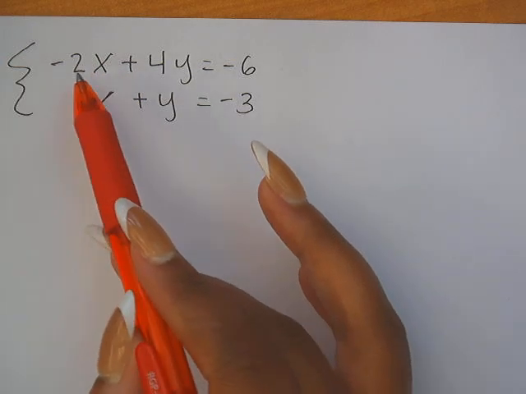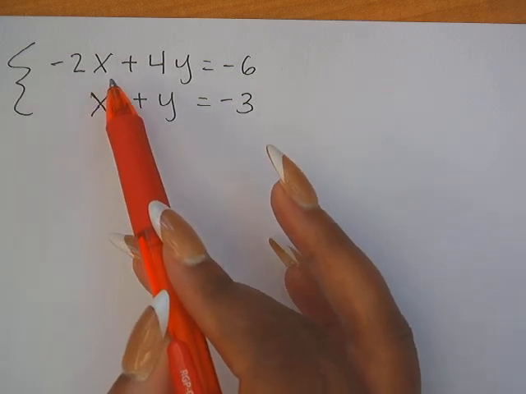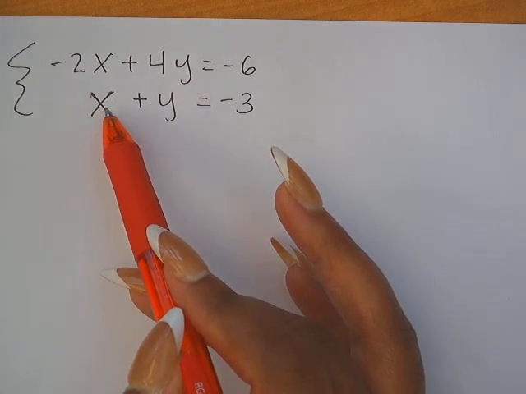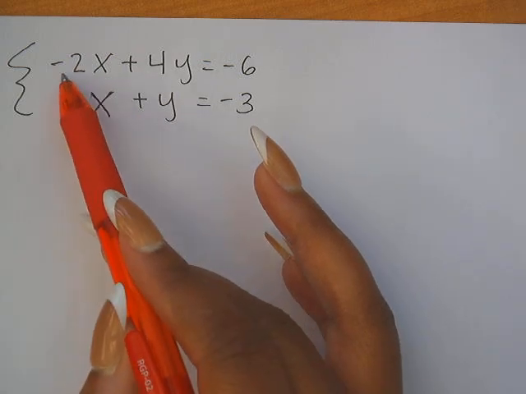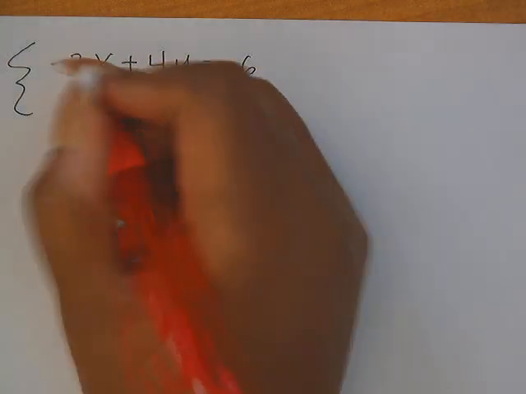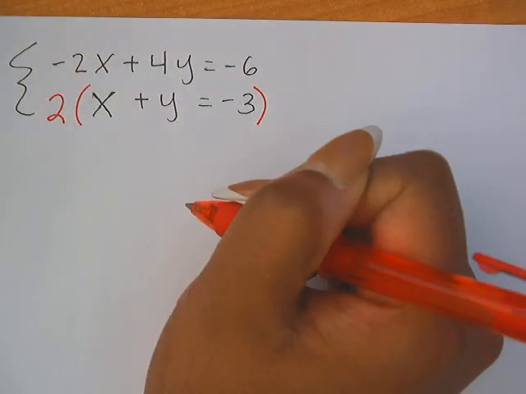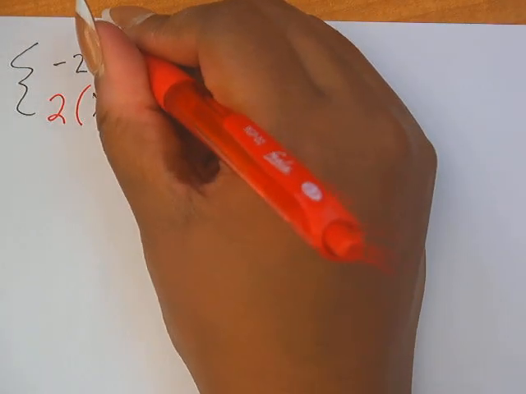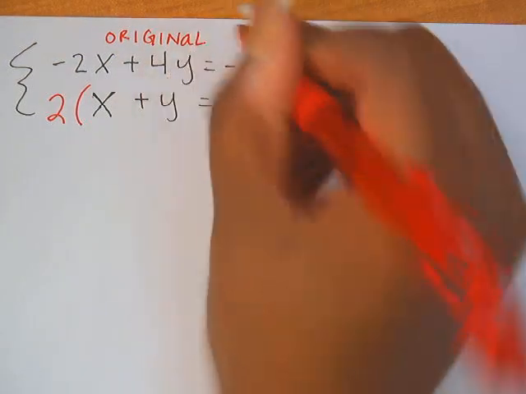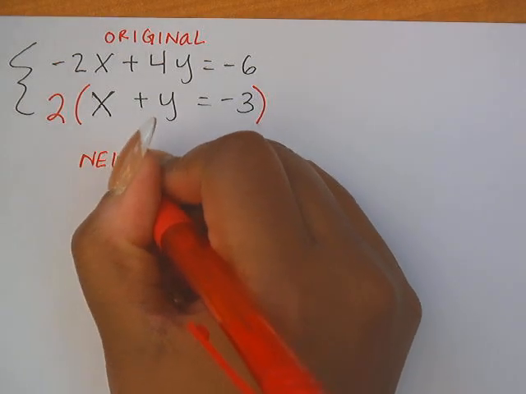I have negative 2x. To get rid of negative 2, I need to add 2. So that means I need to turn this 1x into a positive 2x. That way, negative 2 and positive 2 can cancel each other out. So I'm going to multiply this entire equation by 2. So that I don't confuse myself, I'm going to label this system the original equation or system, and I'm going to list this one as the new system.